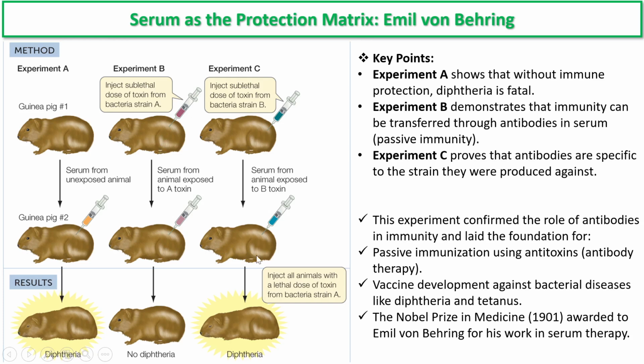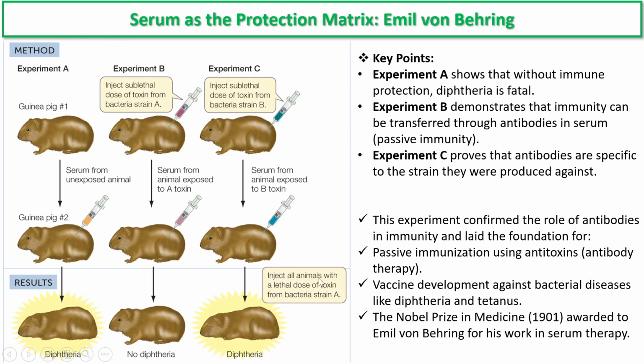At this stage, he injected all the animals with a lethal dose. Here it was sublethal. Only mild symptoms can be seen, or the body can respond in some smaller way, not very dangerous. It was sublethal. At this stage, he injected all these three animals: the one getting a healthy serum, the one getting toxin A containing serum, the one getting toxin B containing serum.